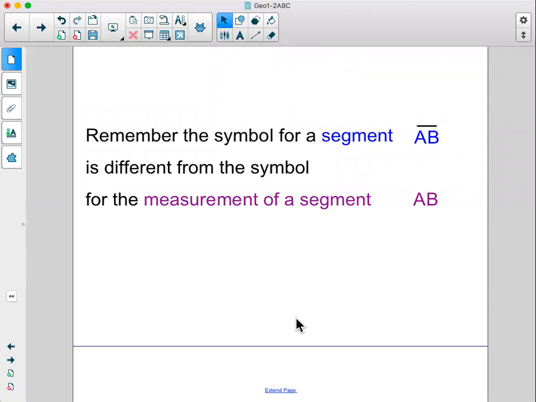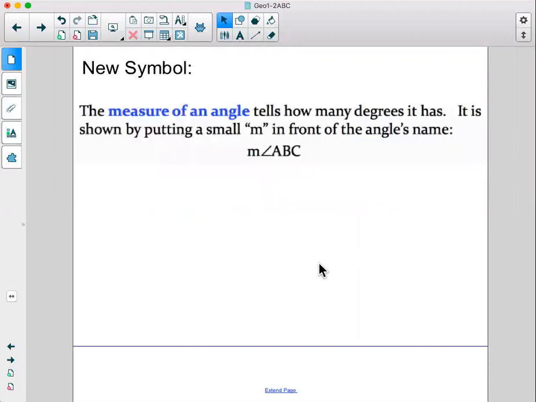So remember when we learned about segments, the symbol for the segment has the capital letters for the endpoints and it has a segment symbol above. But remember, there's a different symbol when we want to talk about the measurement of a segment. The measurement of a segment is two capital letters representing the endpoints, but there's no segment mark above it, because that's the symbol for the distance between A and B, or the measurement of this segment. So a segment and the measurement of the segment have two different symbols. And the same is going to be true for angles.